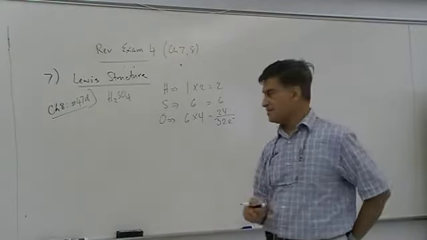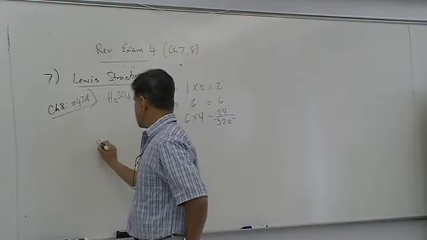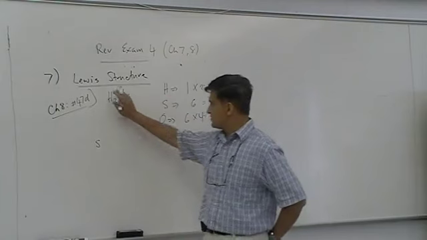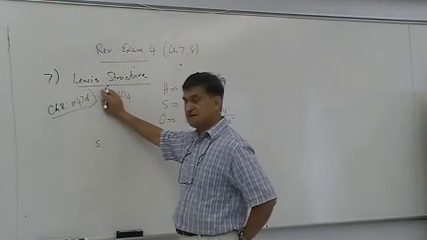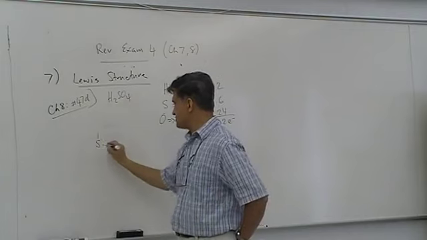Whenever you have an acid, first leave out the hydrogens for the next step, and our central atom is the one which is present in the least number. Sulfur is present in the least number, so I have sulfur in the middle, and have 4 oxygens.